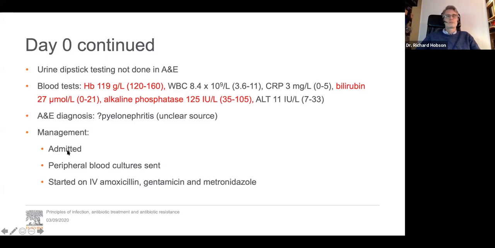So the patient was admitted. She had peripheral blood cultures sent. She was started on intravenous amoxicillin, gentamicin, and metronidazole. And this was chosen because it's the empiric choice for patients with what's described as sepsis of unknown source. I don't think this patient can be said to be septic, but she has an infection of an unknown source. So although the admitting doctors put this at the top of the list, actually the choice of antibiotics is broad, and that is empiric therapy, just classically as I've described it earlier.